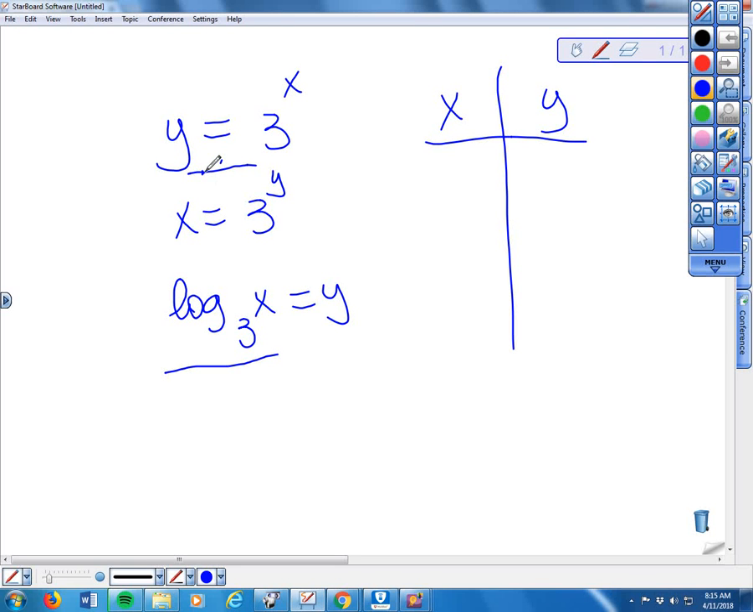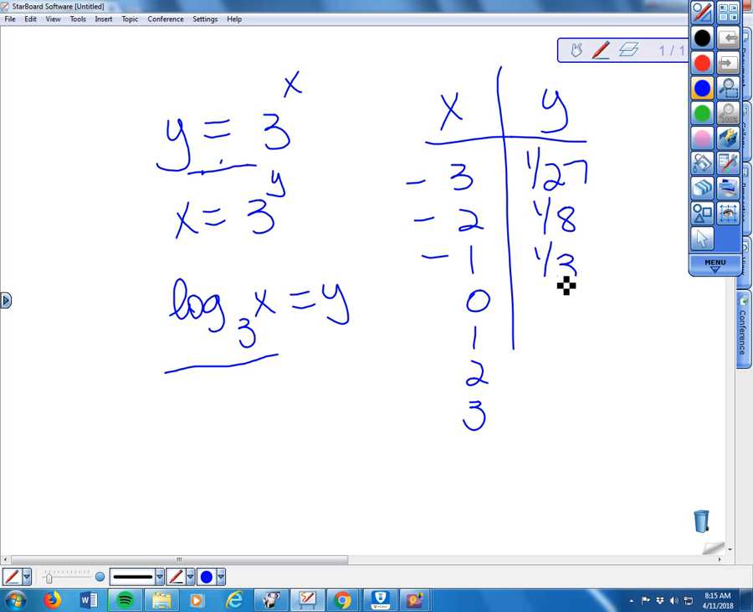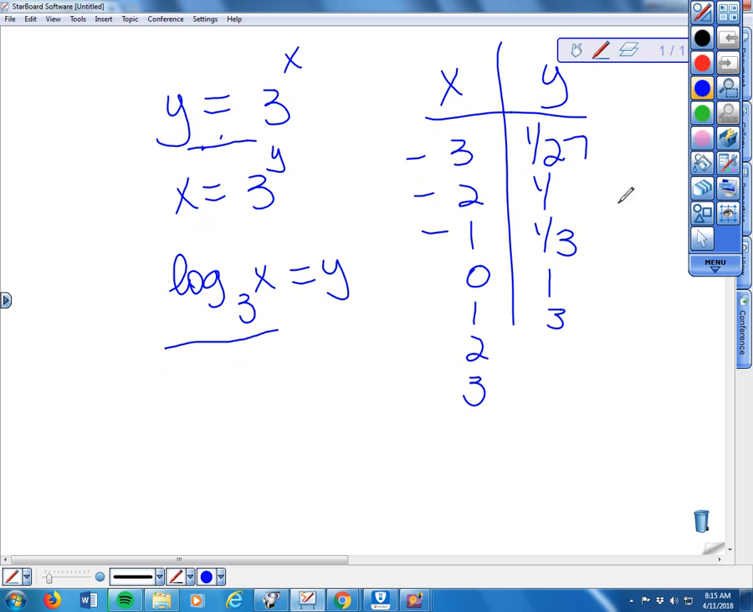3 to the x, I think we did these when we did it the first time. So when x is negative 3, the negative flips it, and it's 1/3 to the third, which is 1/27. When it's negative 2, same idea, 1/9, negative 1, 1/3, 3 to the 0 is 1, right? Any number to the 0. 3 to the 1 is 3. 3 squared, sorry, I don't know where I got 8. 3 squared is 9. 3 cubed is 27.